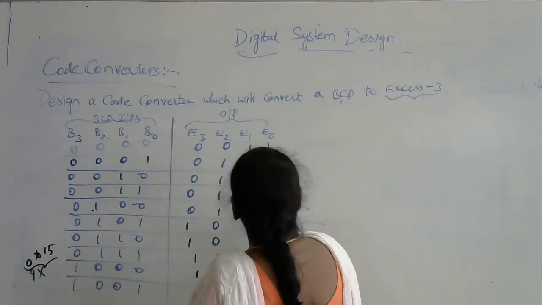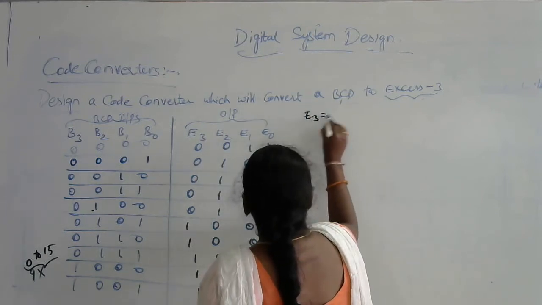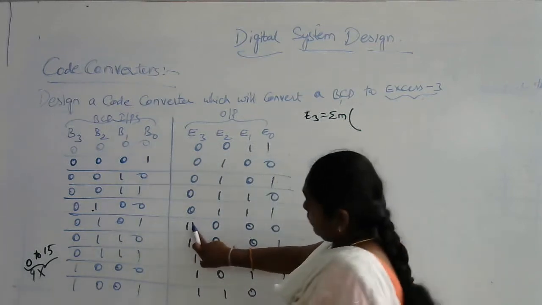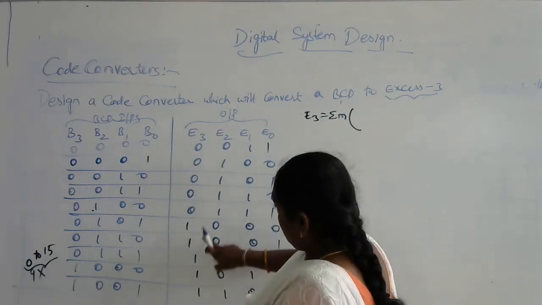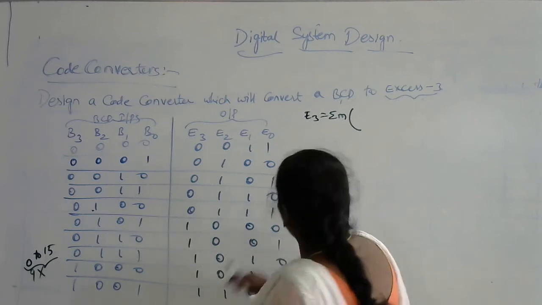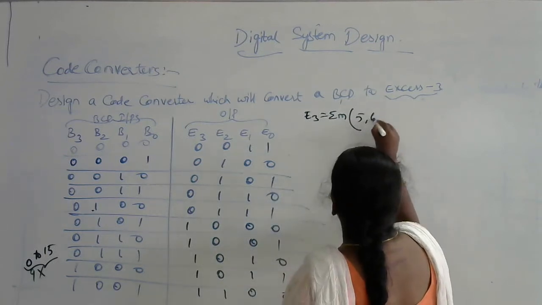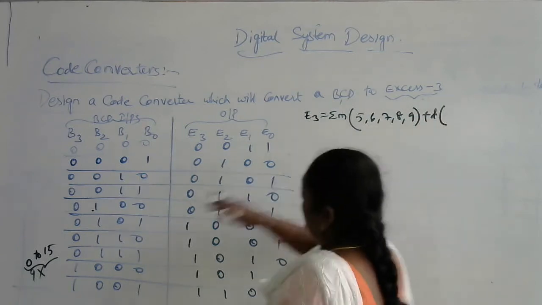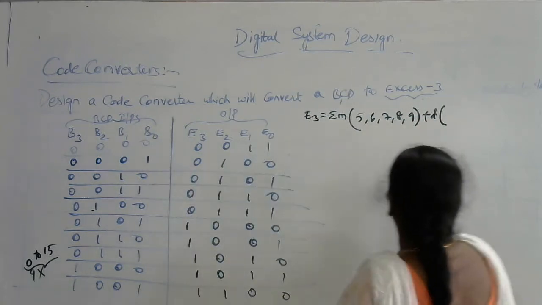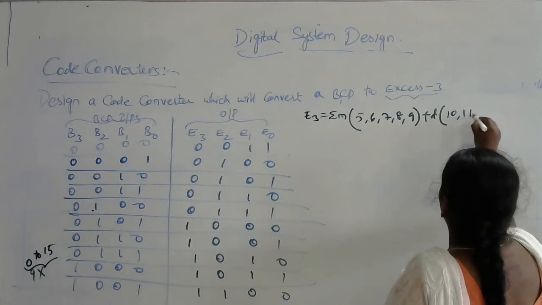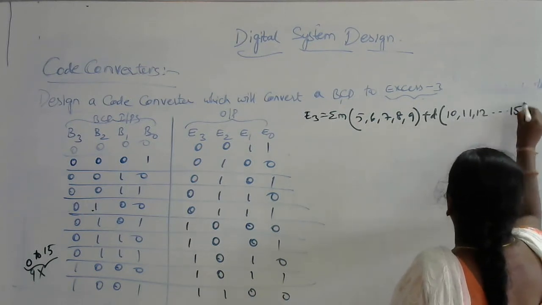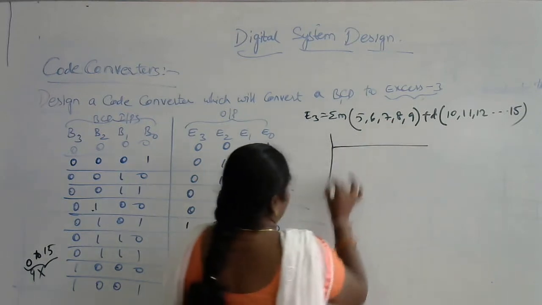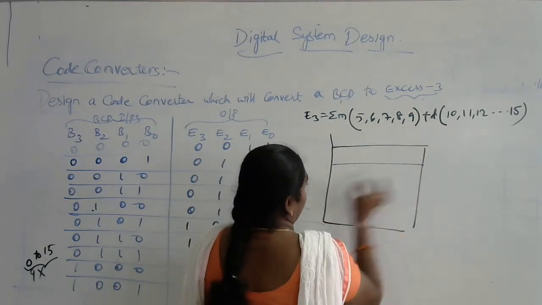Now if you observe this E3 column, it can be written as sigma m of 5, 6, 7, 8, 9. So sigma m of 5, 6, 7, 8 and 9, and don't cares of, at the input side we are not having the terms related to 10, 11, 12 and so on till 15. Similarly, after this we need to draw the K-map for E3.